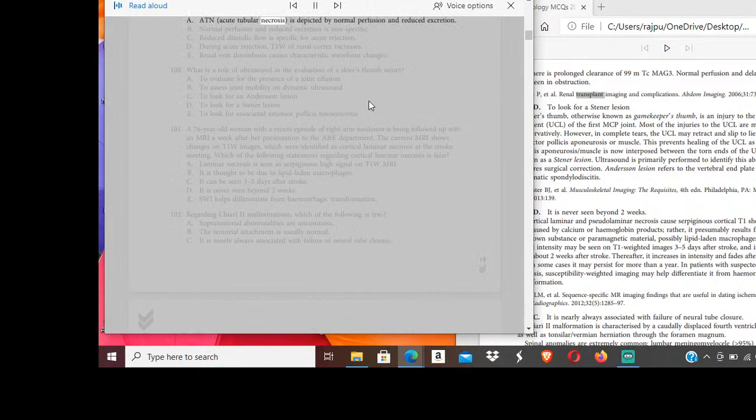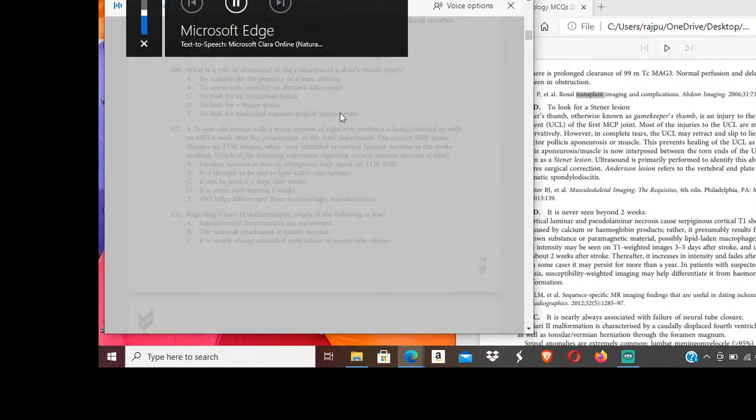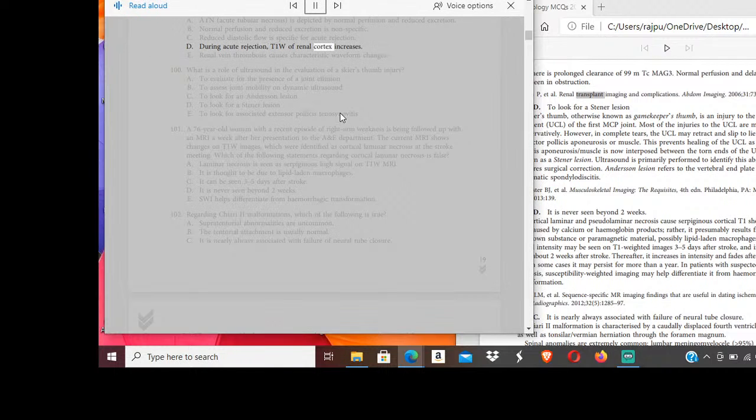A. ATN, acute tubular necrosis, is depicted by normal perfusion and reduced excretion. B. Normal perfusion and reduced excretion is nonspecific. C. Reduced diastolic flow is specific for acute rejection. D. During acute rejection, T1W of renal cortex increases. E. Renal vein thrombosis causes characteristic waveform changes.